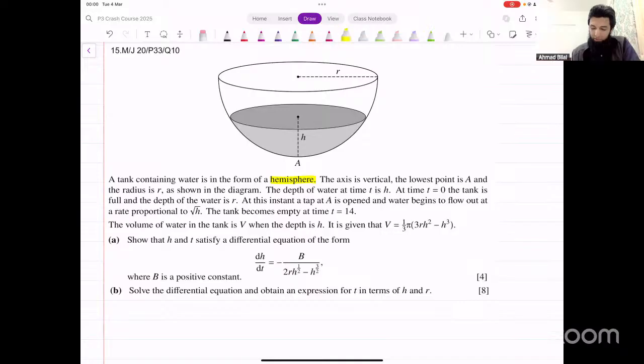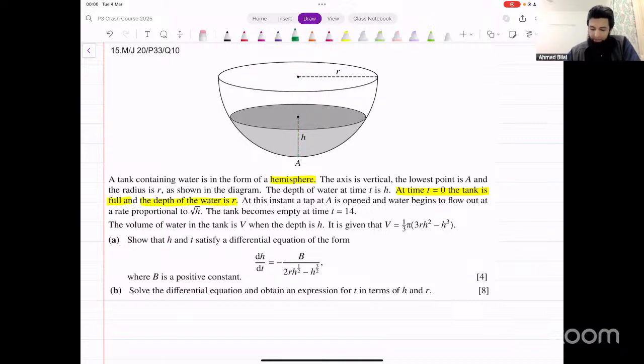The depth of water at time t is h. At time t equal to 0, the tank is full. So initially the tank is full, and the depth of the water is r. Of course, when the tank is full, this is the depth of water, right? And that's the radius of the hemisphere.